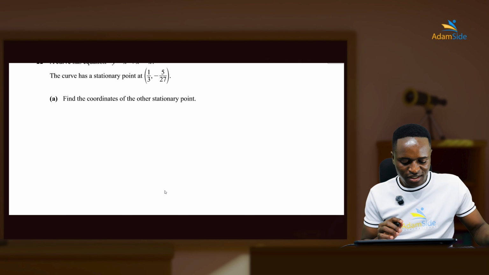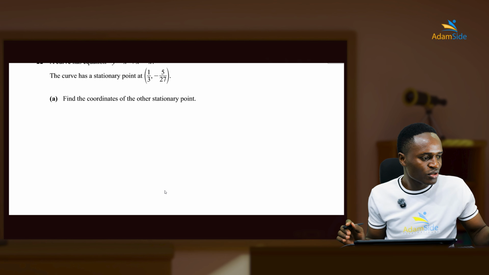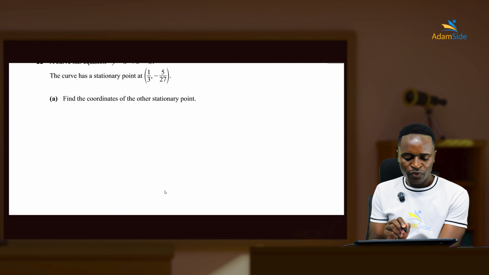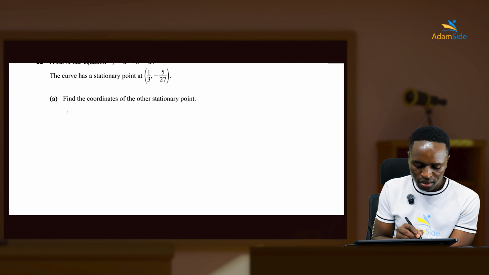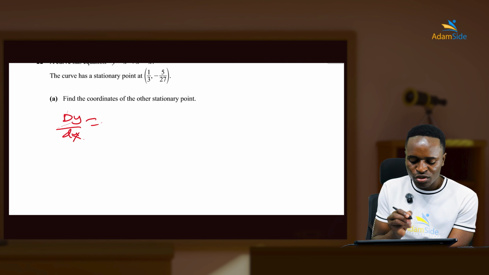If you solve this for a and b, the curve has a stationary point at 1, 3. Find the coordinates of the other stationary point. We know that at a stationary point, you find the derivative of the polynomial given. So you say dy over dx, the rate of change of a curve.